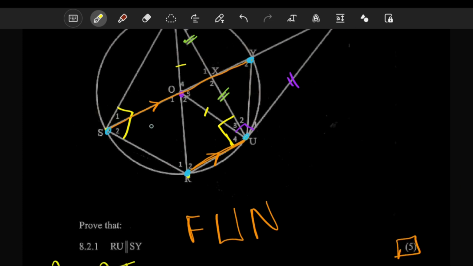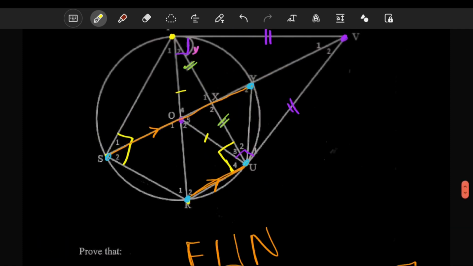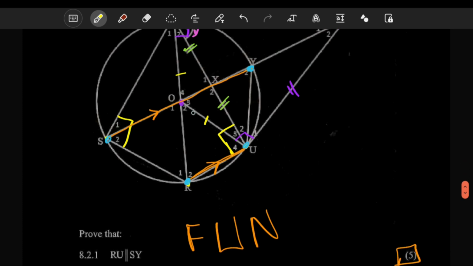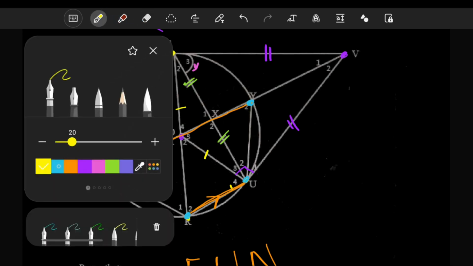So if we can prove that these are supplemented, that would be good, but it doesn't look like it's happening easily. For parallel lines, we have to look for parallel lines, and we don't have any. We're trying to prove them. But for now, we need to think of tangents. So let me clean this up a bit and start thinking of our tangents. With tangents, usually that's where things go down.